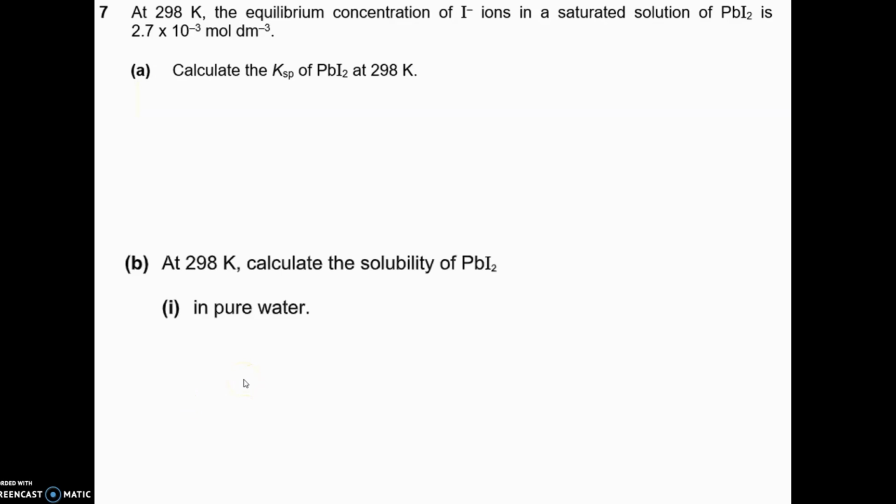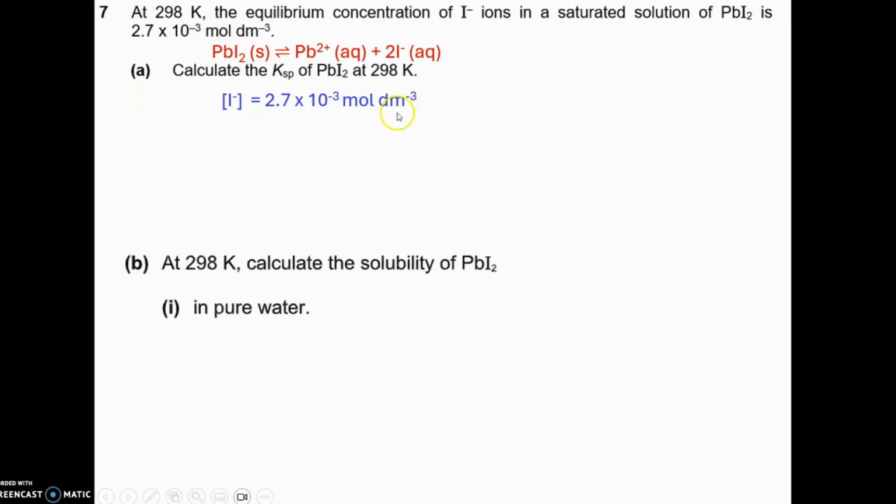Next, we're going to look at question 7. At 298 kelvins, the equilibrium concentration of iodide ions in a saturated solution of PbI2 is this value, and use this to calculate the KSP of PbI2 at 298 K. So firstly, we're going to start with the dissociation equilibrium of PbI2, which is as shown.